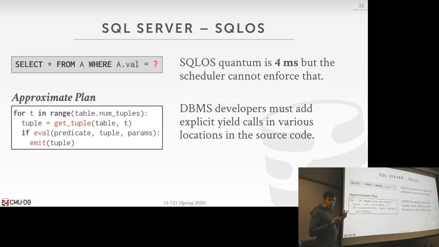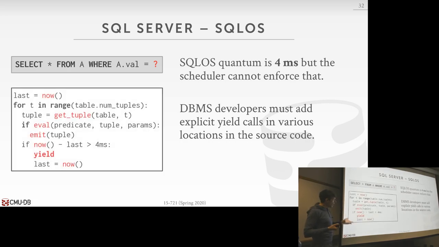So what Microsoft had to do was go back and modify the source code to keep track of the amount of time that they spent at these different parts and recognize that if the time since the last time I called yield to the scheduler was more than 4 milliseconds ago, then I go ahead and yield. That puts control back now to the scheduler. The scheduler can decide whether to run your task again or whether to hand it off to another task. And so this is amazing.